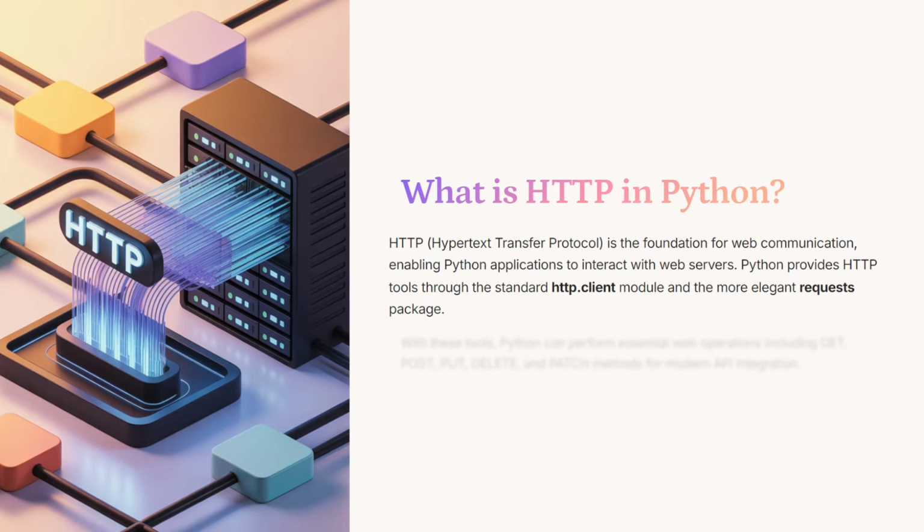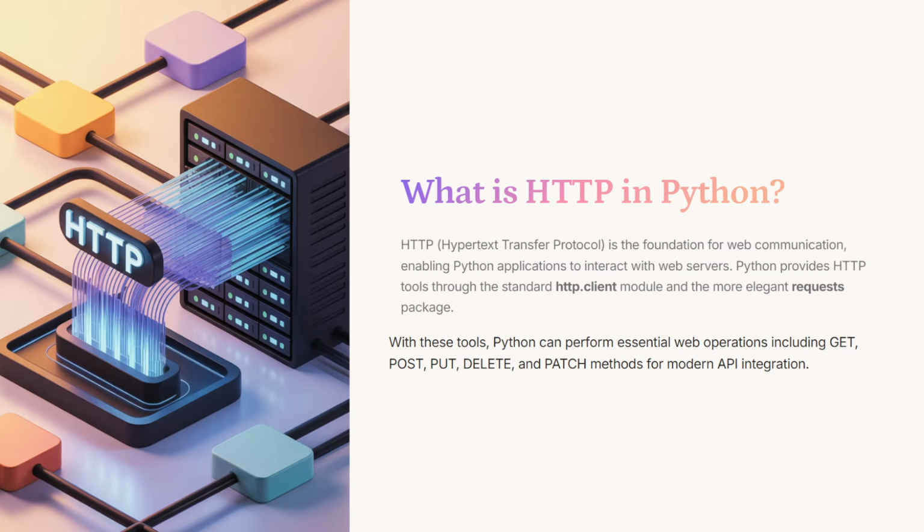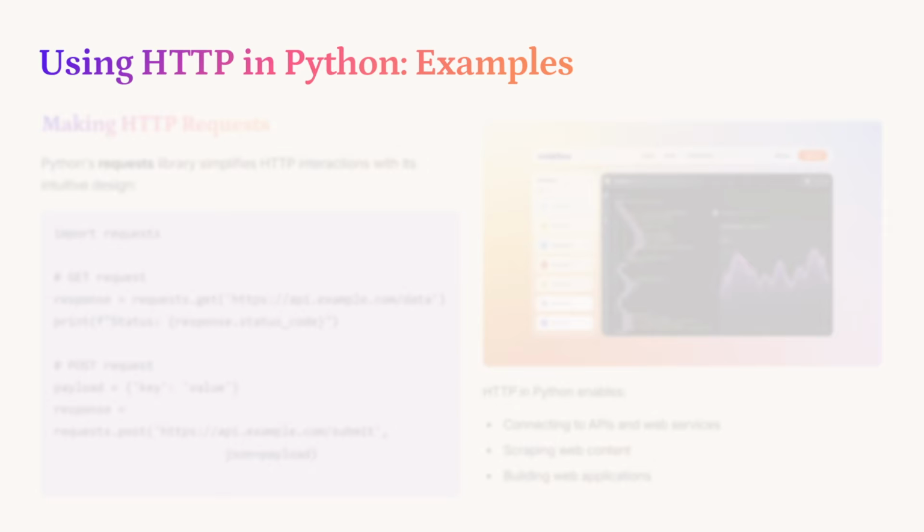And Python provides HTTP tools through the standard http.client module and the more elegant requests package. With these tools, Python can perform essential web operations including GET, POST, PUT, DELETE, and PATCH methods for modern API integration. So we are going to look at an example and a code block for using HTTP in Python.